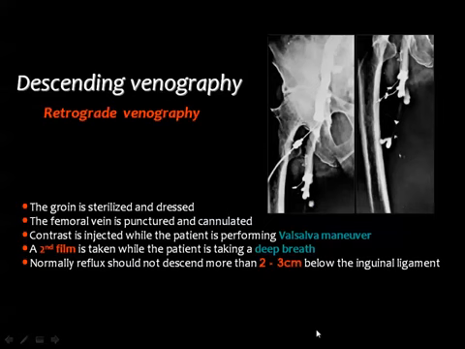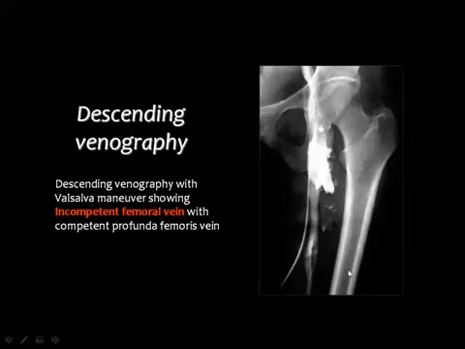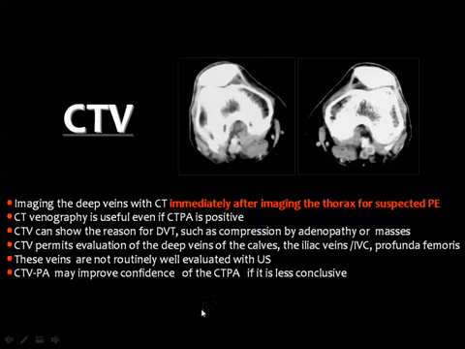Then this is one of the ways previously used to assess the competence of the saphenofemoral junction. You insert a needle in the common femoral vein, and you inject the contrast material while the patient is performing the Valsalva maneuver, and you take another film while the patient is taking a deep breath. Then if the veins are competent, you should not see retrograde flow of contrast material beyond a distance of about 2 to 3 centimeters. And if you see reflux of the contrast material lower down in the limb, this means that you have an incompetent femoral vein.